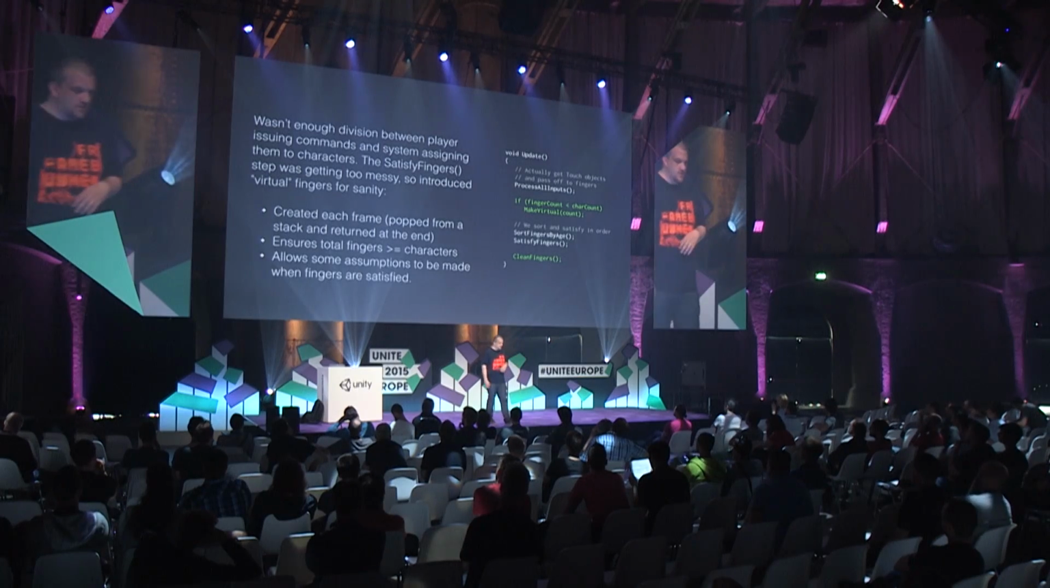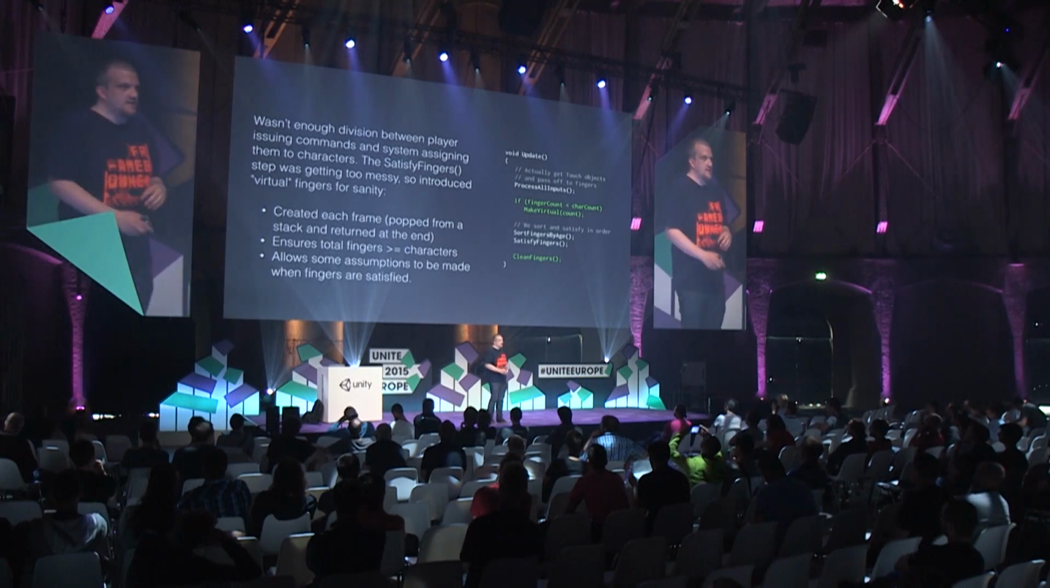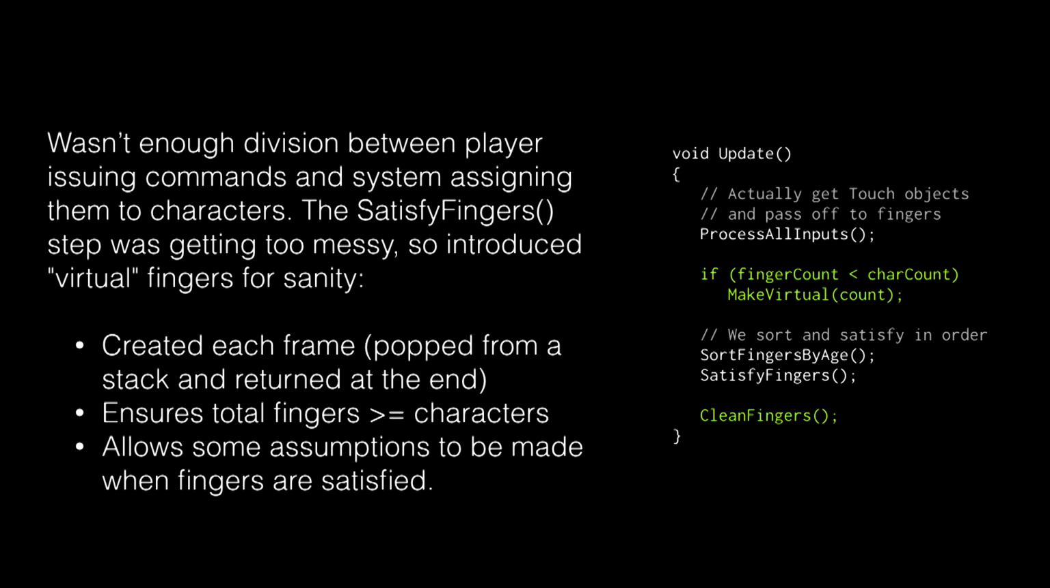Before attempting to issue the commands to guys, we say, okay, well we need another finger because there are two guys. Let's create one that's offset slightly on the ground so that we can request two guys to go to two positions. We're ensuring that these total fingers are greater, and it lets us pull these things apart and make some assumptions and have some decently clean code when it comes to assigning commands to guys.